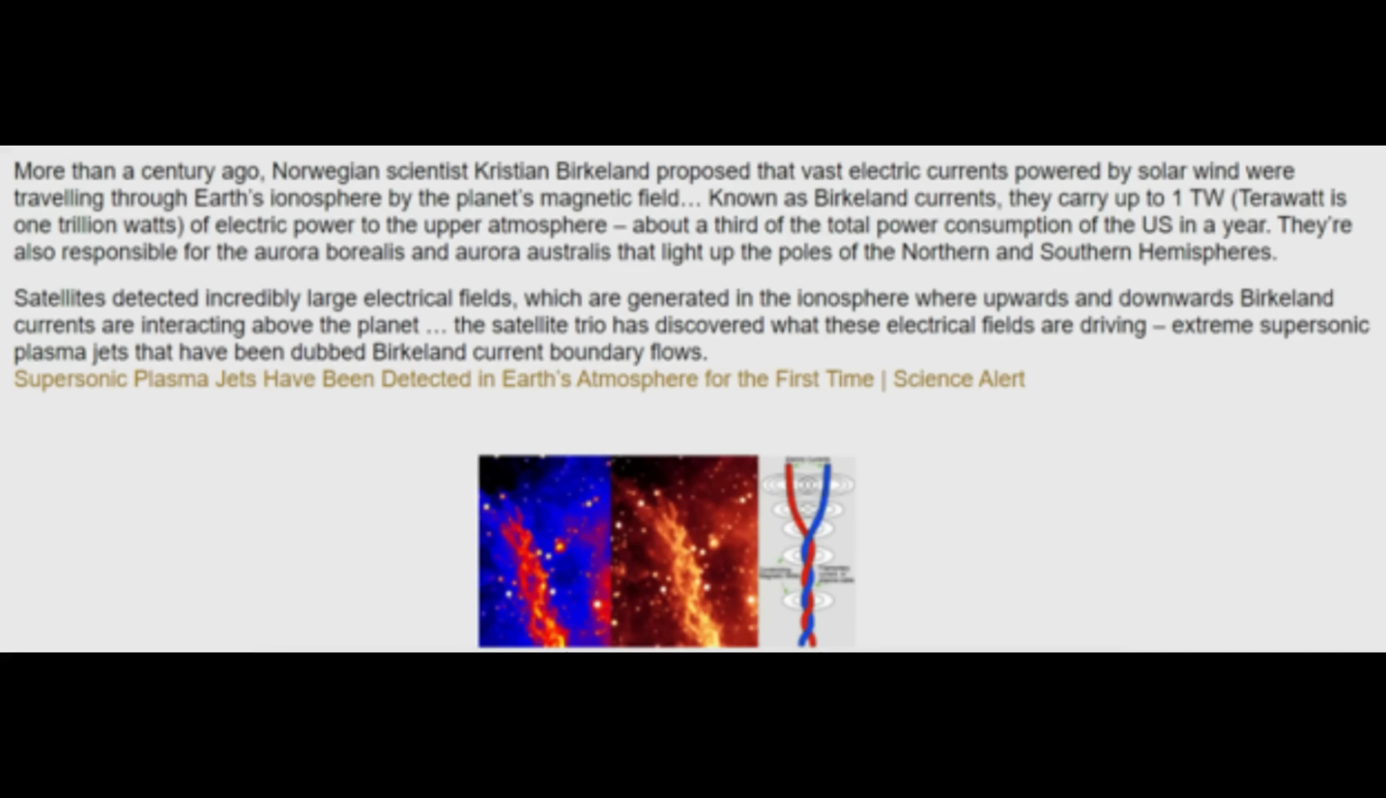Time and distance are not part of the equation. Birkeland currents are electrical, but have a relationship to gravity. Once connected to gravity, it is connected to everything, everywhere, in zero time.